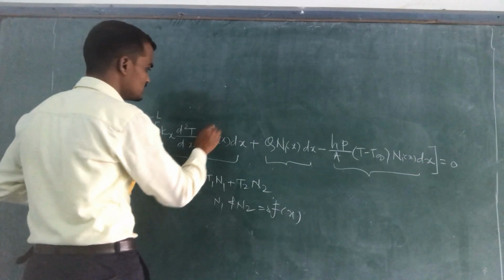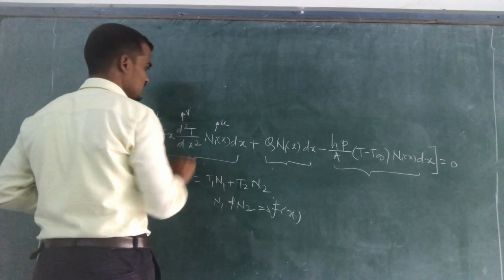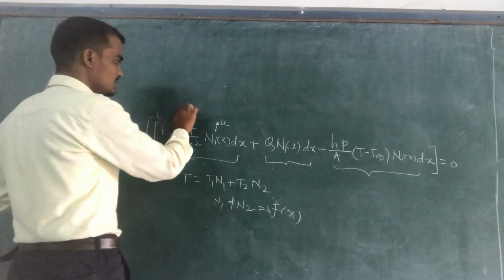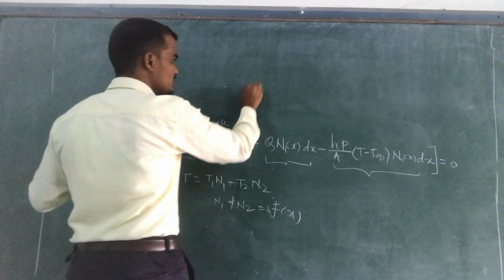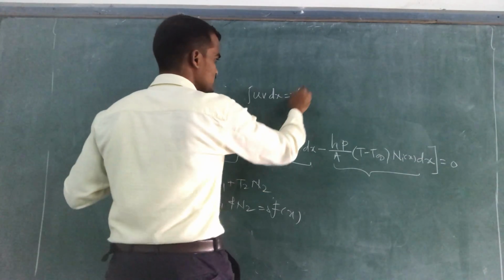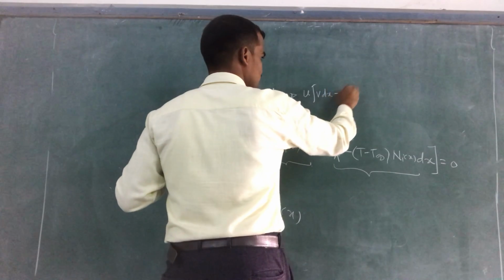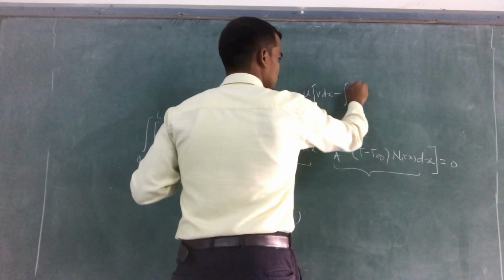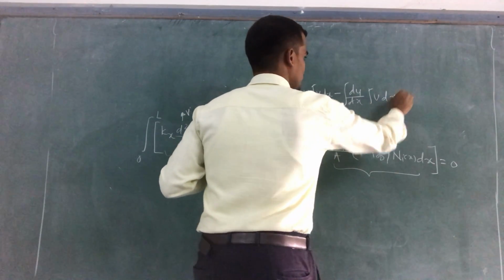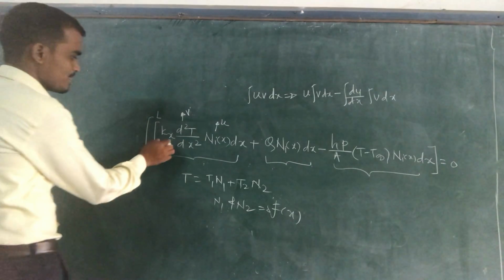If we consider this function as u and this function as v, as we have solved this step in a previous lecture also. So here, integration by parts can be written as u times integration of v dx, minus integration of du by dx times integration of v dx. So by using this by-parts rule we can solve this.